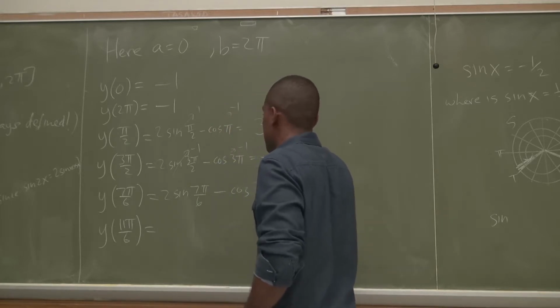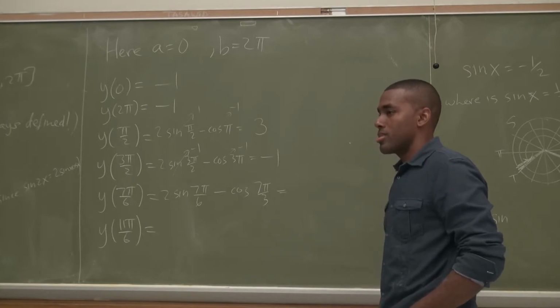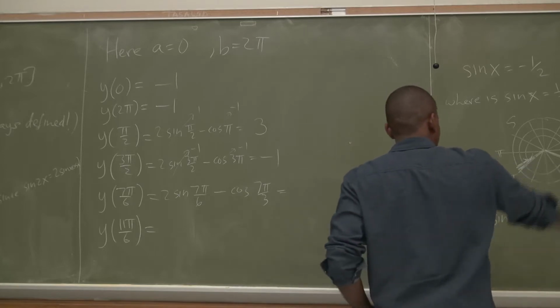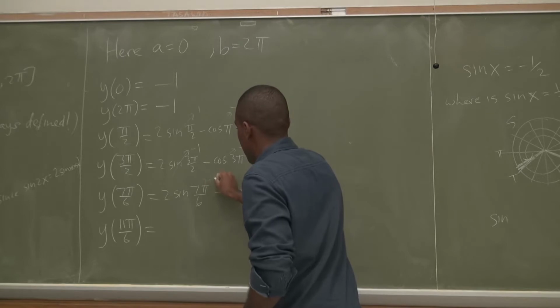What's sine of 7 pi over 6? That's negative a half. We actually did it over here. Yeah, negative a half. So this guy here is minus 1/2.